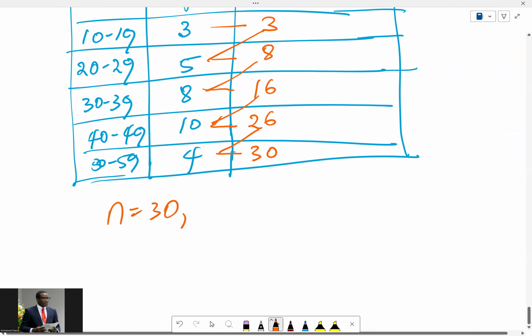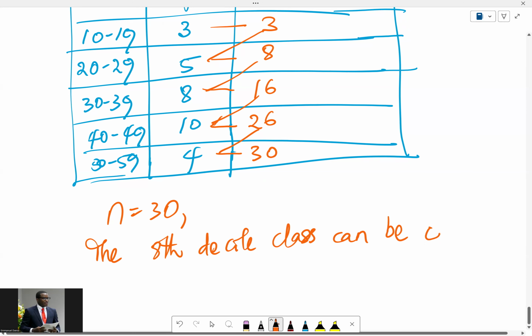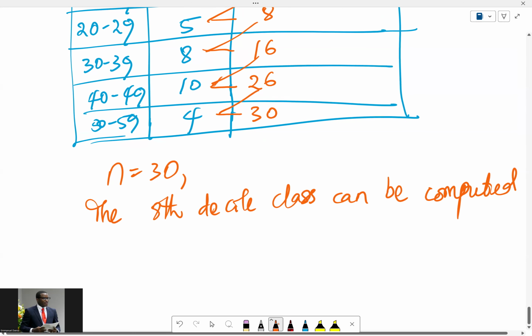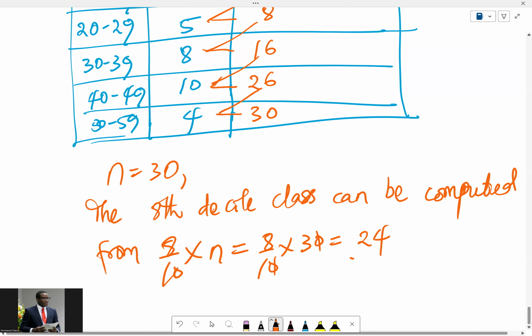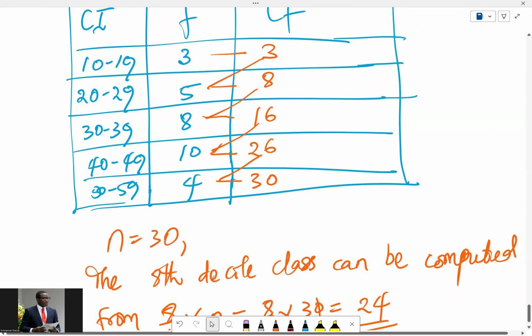So the eighth decile class can be computed from 8 over 10 times N. That is 8 over 10 times 30, which is 24. Anywhere 24 lies in the cumulative frequency, that is your 8th decile class. Interestingly, it's still the same place, because after 16 you have 17, 18, 19, 20, 21, 22, 23, 24, 25, 26. So 24 is still here. Again, coincidentally, the 8th decile class is still the 40 to 49 class.